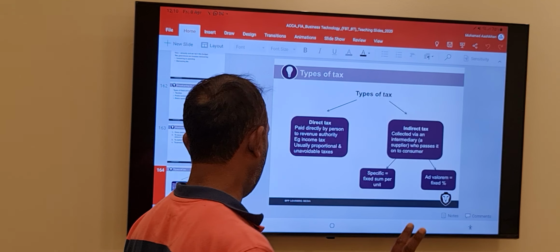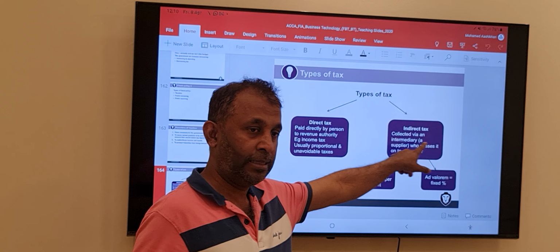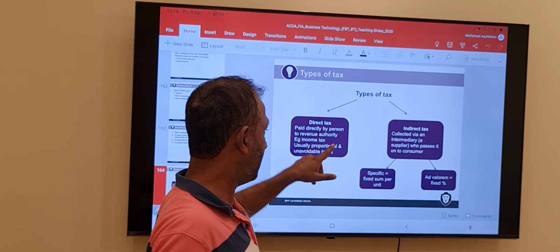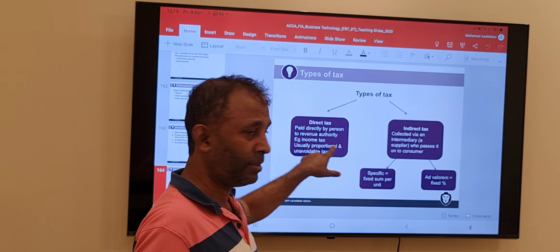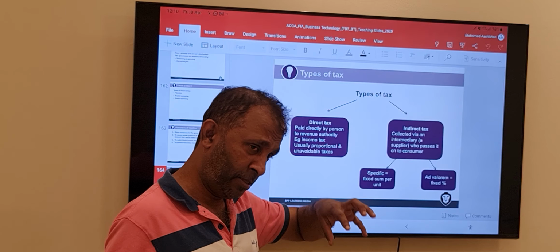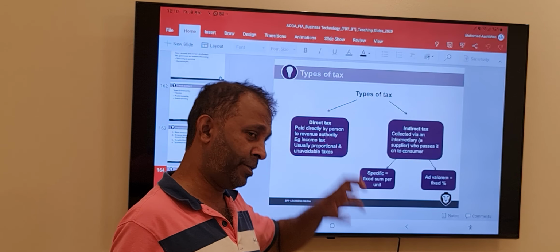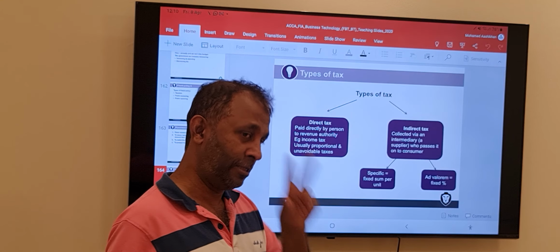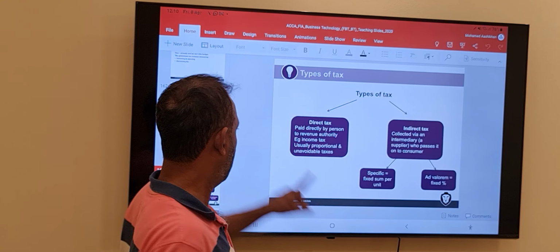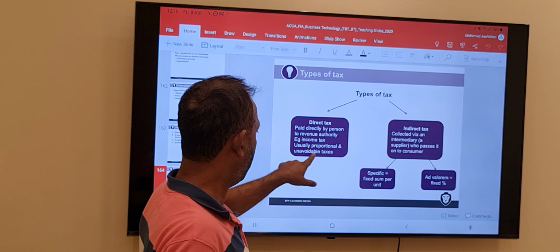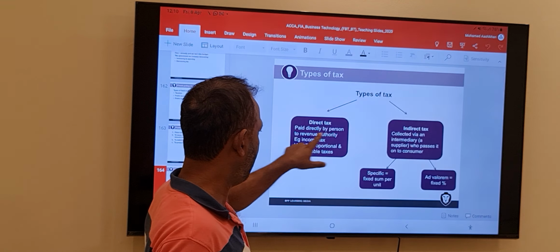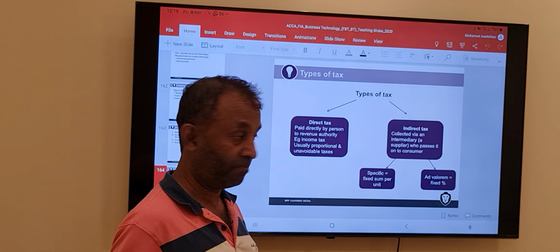There are two types of tax, direct tax and indirect tax. Direct tax, an obvious example being income tax, is where the person who is suffering the tax and the person who is paying the tax is the same. It is usually proportional and unavoidable, paid directly by the person to the revenue authority.